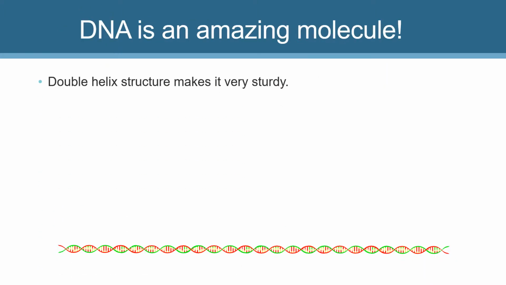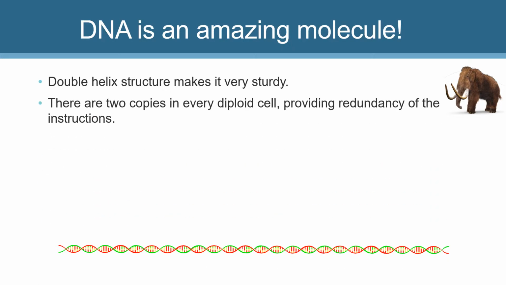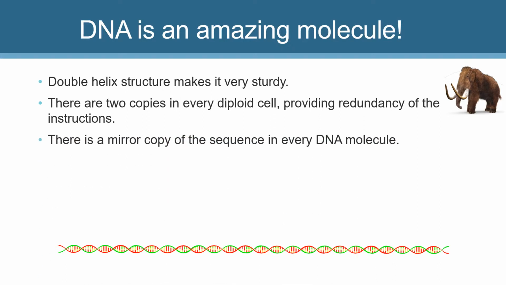Its double helix structure makes it very sturdy, which explains why we can still extract DNA from ancient organisms like woolly mammoths. There are 2 copies of every DNA molecule in every cell, providing redundancy of the instructions. And the fact that we have a double helix with complementary sequence means that there's a mirror copy of the sequence in every DNA molecule.